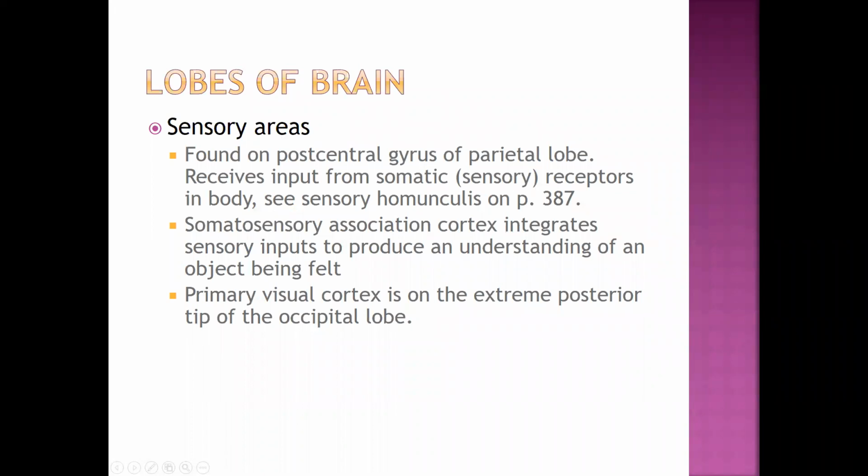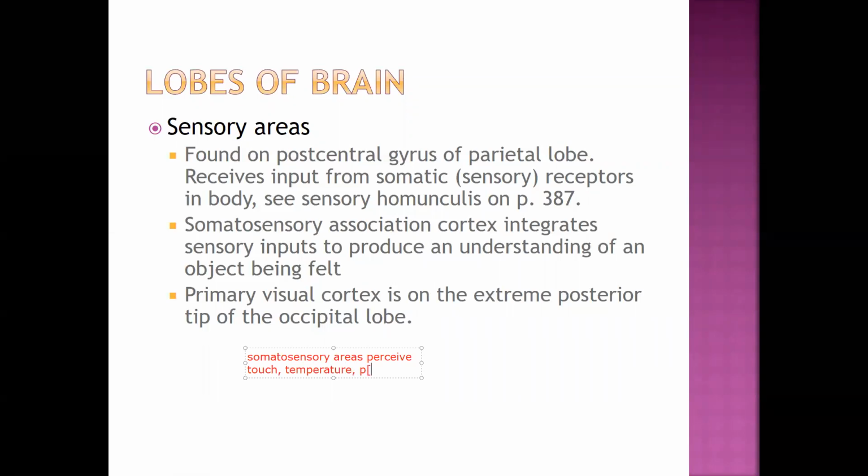So what goes to that part of your brain? Somatosensory areas perceive touch, temperature, pressure, and pain. That's what's being felt in that blue region of your postcentral gyrus. So temperature, touch, pressure, and pain will be felt there.